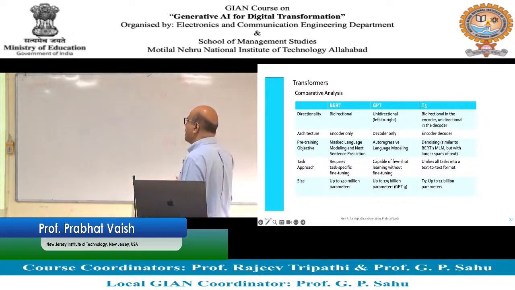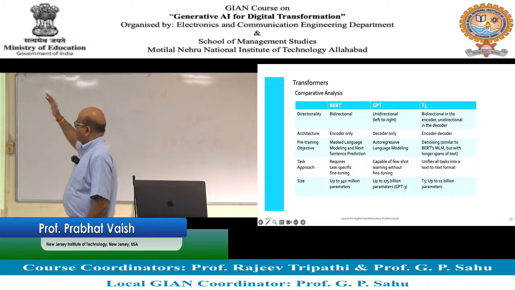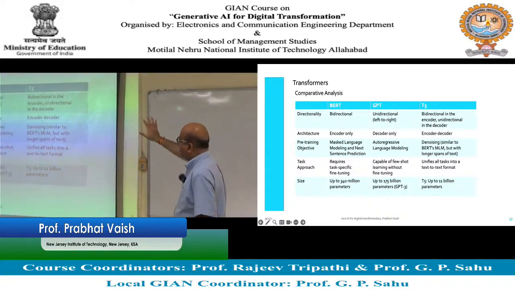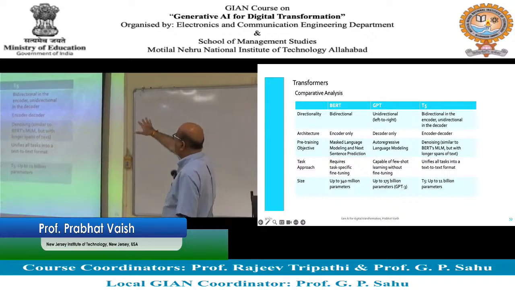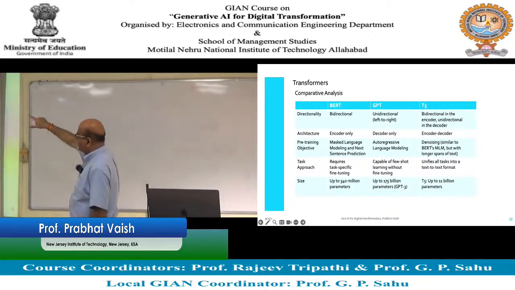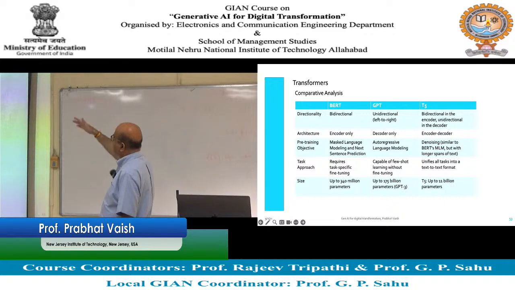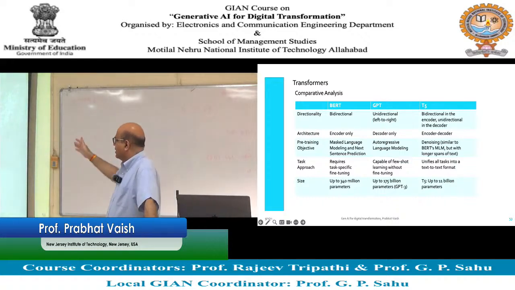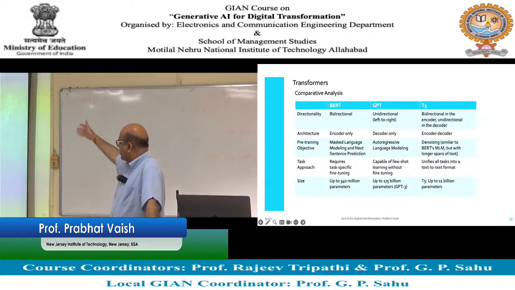Comparatively, if you think about it, they all have their different ways of looking at it. The GPT is unidirectional, which is very clearly understood. BERT is bidirectional. T5, because it uses the encoder-decoder mechanism, is bidirectional in encoder, unidirectional in decoder. The decoder is where it's translating from one language to another. The next row explains encoder, decoder, encoder, decoder only.